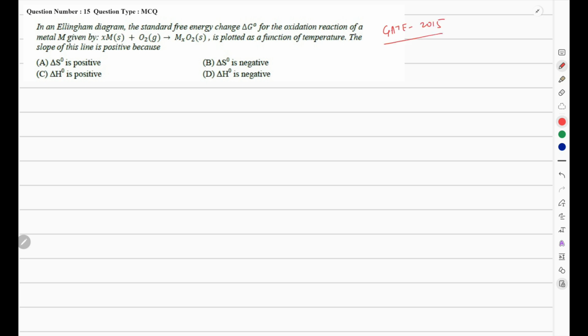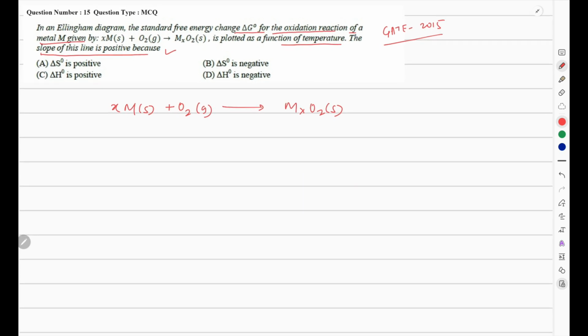In an Ellingham diagram, the standard free energy change delta G naught for the oxidation reaction of a metal, M solid plus oxygen gas giving rise to MO2 solid, is plotted as a function of temperature. The slope of the line is positive because, as we have seen in one of the concepts, 1 mole of gas gives rise to 0 mole of gas. So in this case entropy is decreasing. Therefore the change in entropy will be negative.